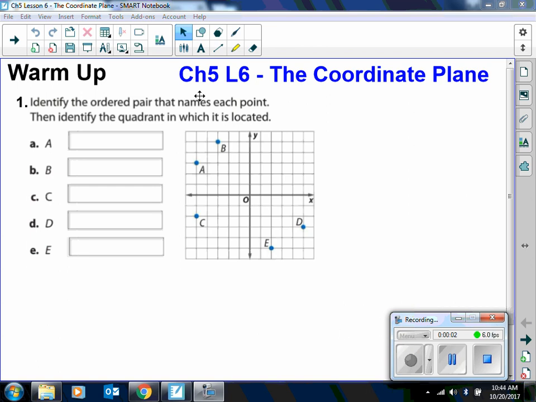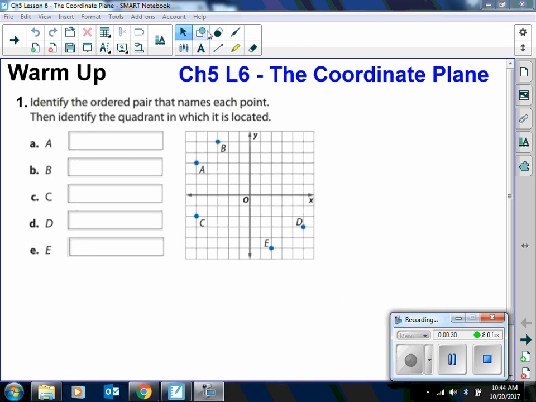So today's lesson is Chapter 5, Lesson 6, which is the coordinate plane. Okay? In the warm-up, it says identify the ordered pair that names each point, then identify the quadrant in which it is located. So this should be a little bit of a review where you guys used all of the positives. You would use this first quadrant before, right?